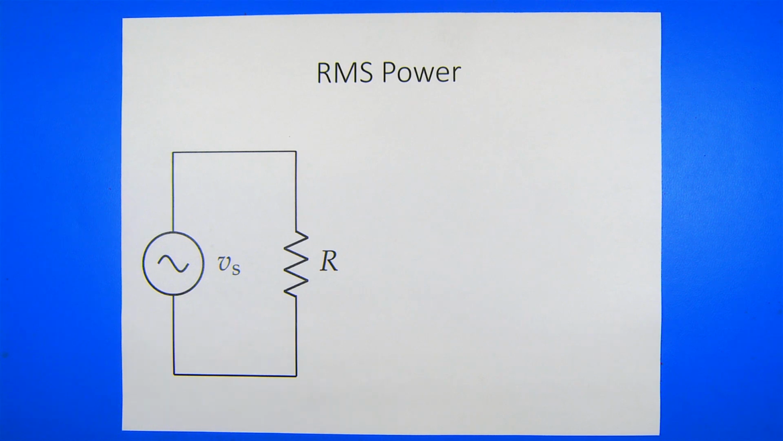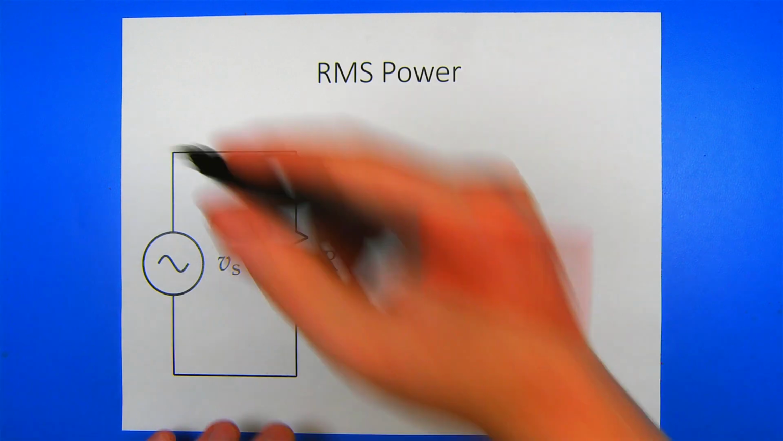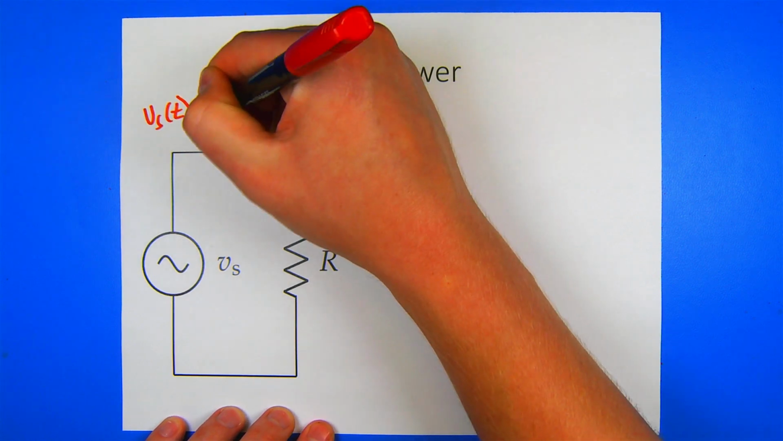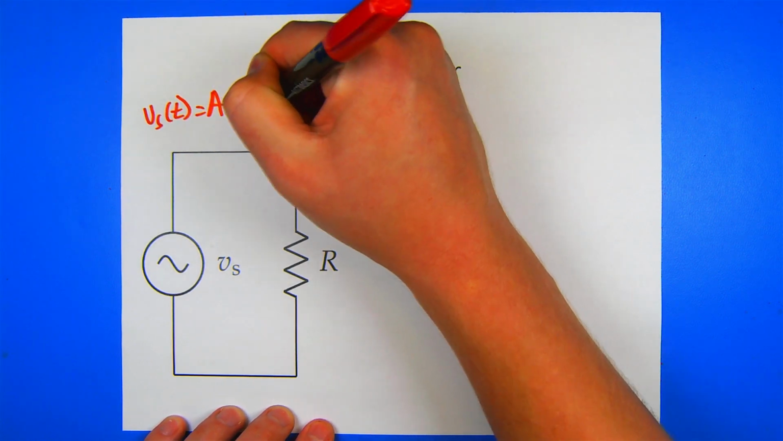All of the powers and voltages in the specifications rely on RMS voltage, so it's worthwhile to review RMS concepts. In lab, measurements will be done with sinusoidal test signals, so when we're looking at this simplified schematic, we'll consider a test signal Vs of t equal to an amplitude A times sine of omega t.